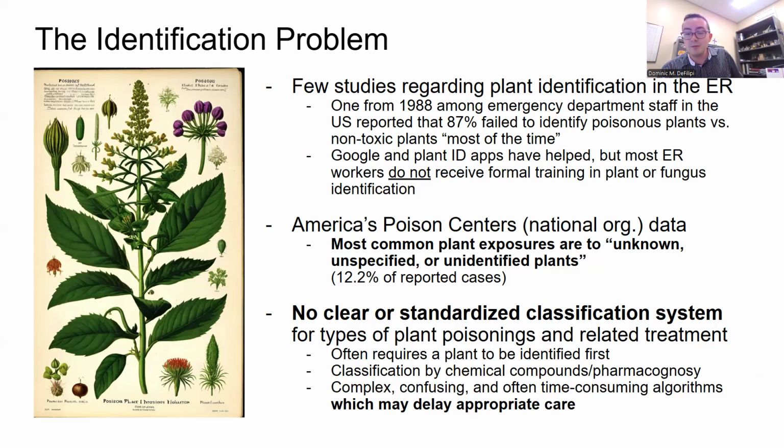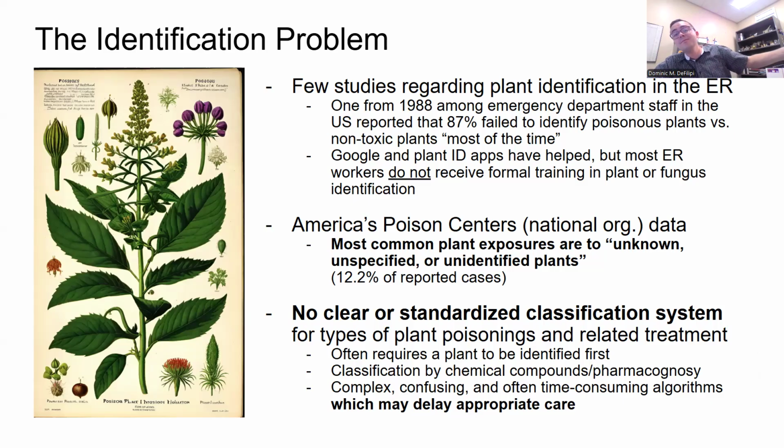You have to classify the plant via its chemical compounds and pharmacognosy, or the study of the medicine from natural sources, which might historically come from the plant. And even then, there's not a ton of resources out there to access that, aside from maybe Natural Medicine's database. All in all, it is a complex, confusing, and often time-consuming use of algorithms which might delay the appropriate care, especially if the plant is highly toxic and it's a potentially lethal or dangerous situation for the patient.